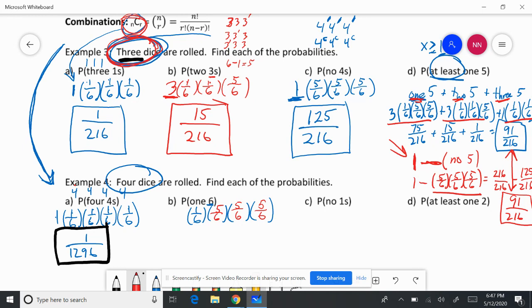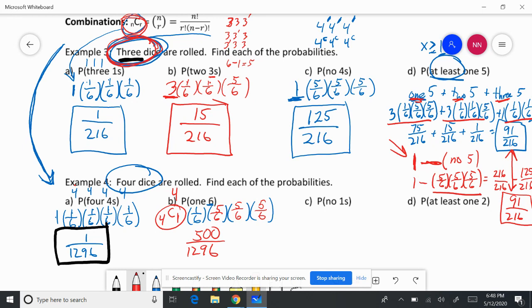One is use your calculator. If you remember from Pascal's triangle, what we did was we used our calculator and we put 4 dice, and we want one of them. And when we put it in our calculator, what we get is the answer of 4. So nCr, 4C1, is going to be 4. 4 times 1 times 5 times 5 times 5 gives us 500 over 1296.